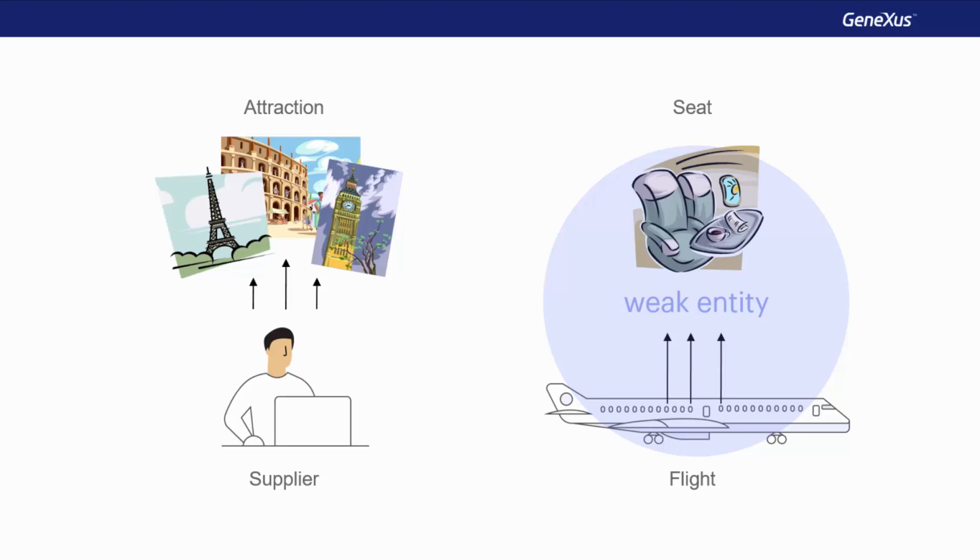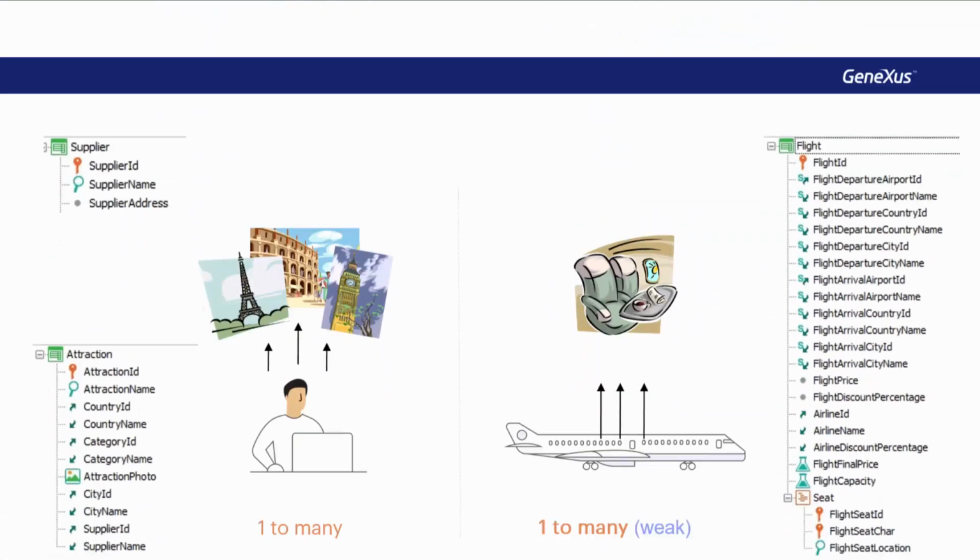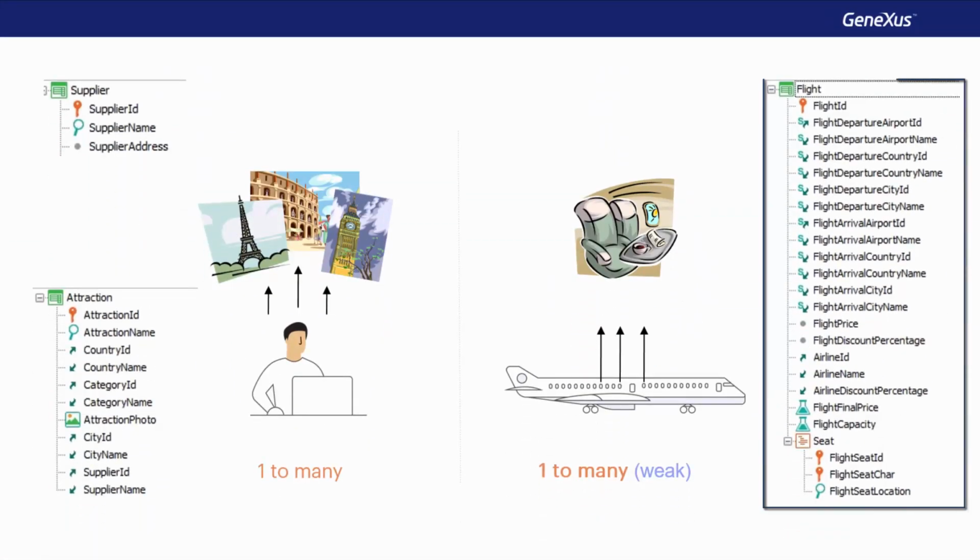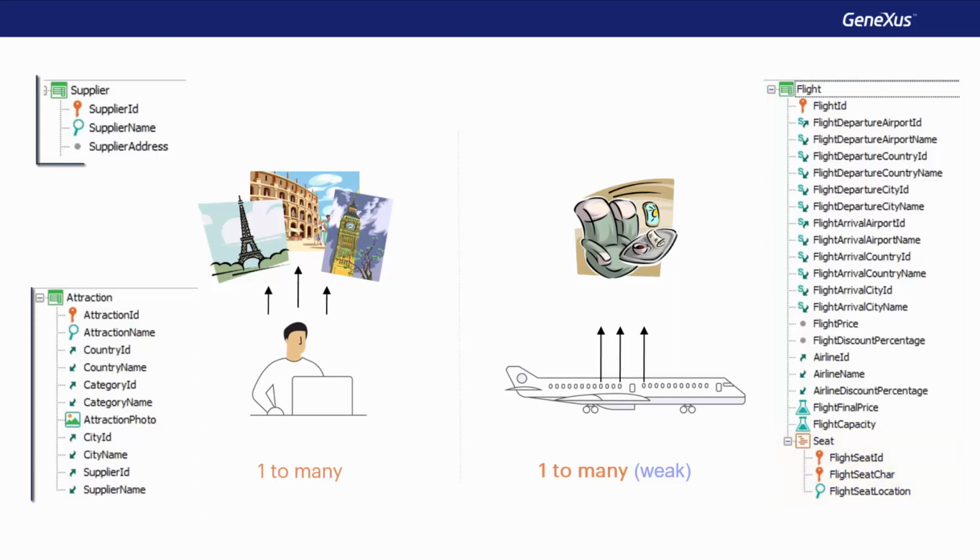This type of weak one-to-n relationship is usually represented with a single two-level transaction, where the weak entity is in the second level. It's different from the one-to-n relationship of suppliers and attractions, where we created two transactions and set as foreign key the primary key of the other.